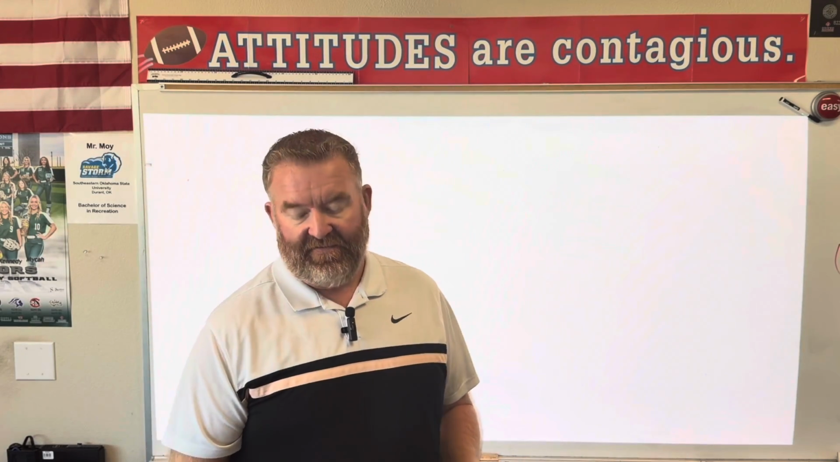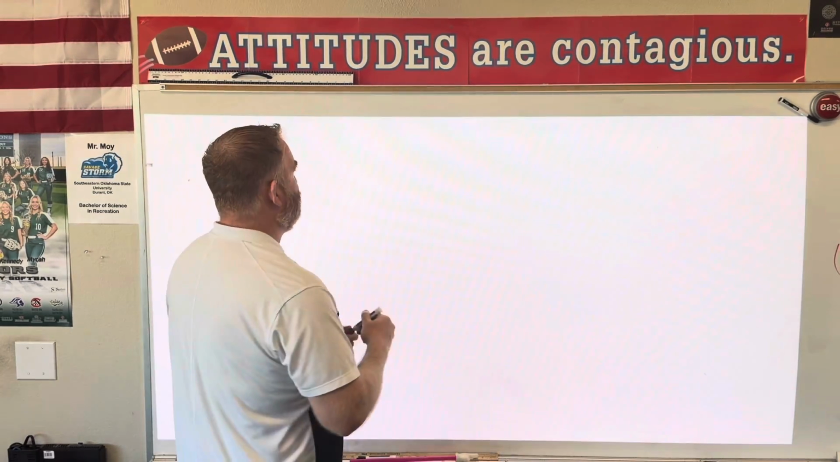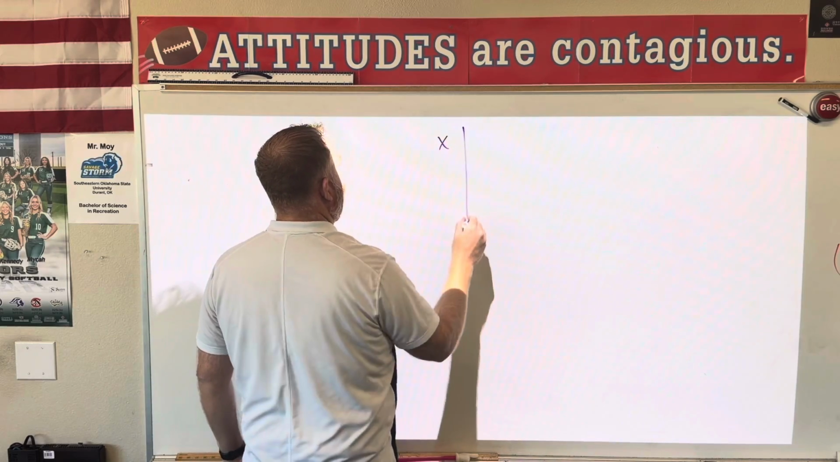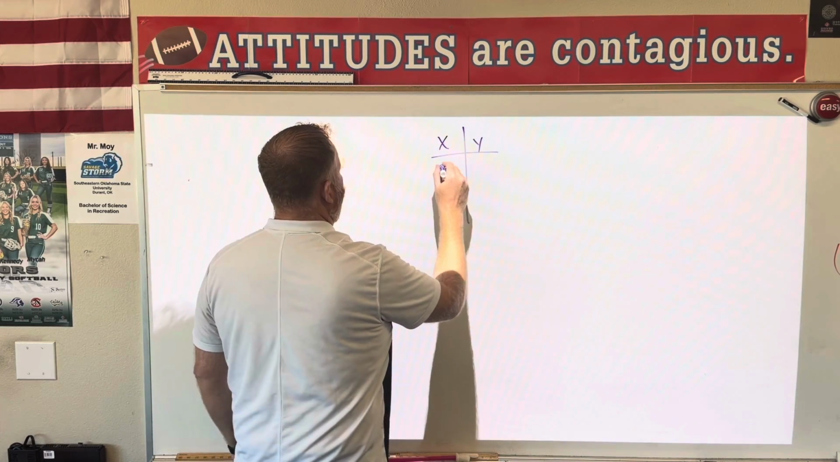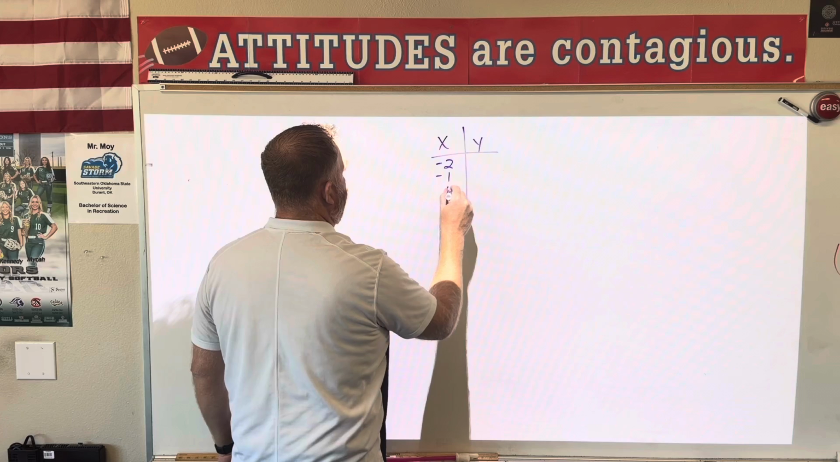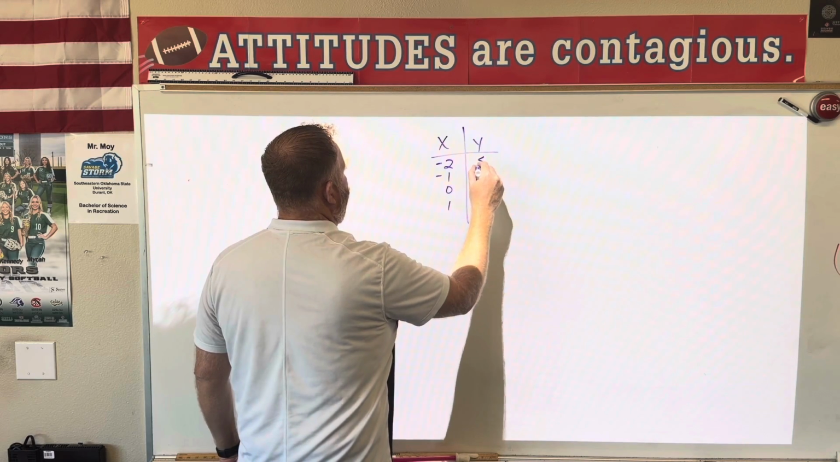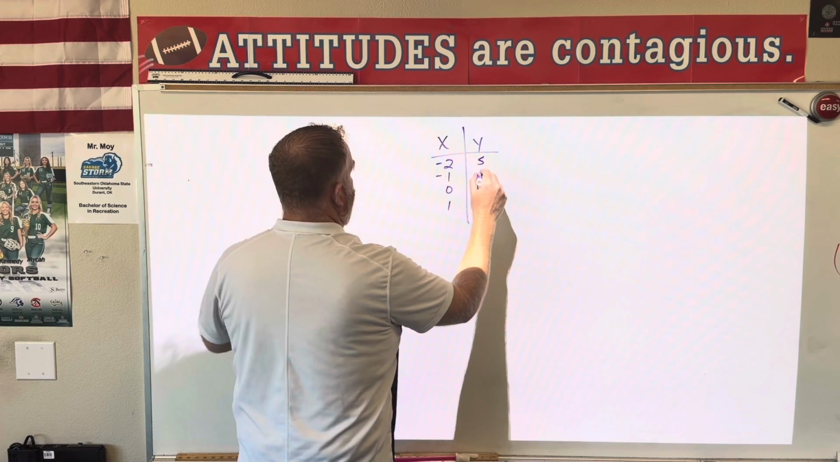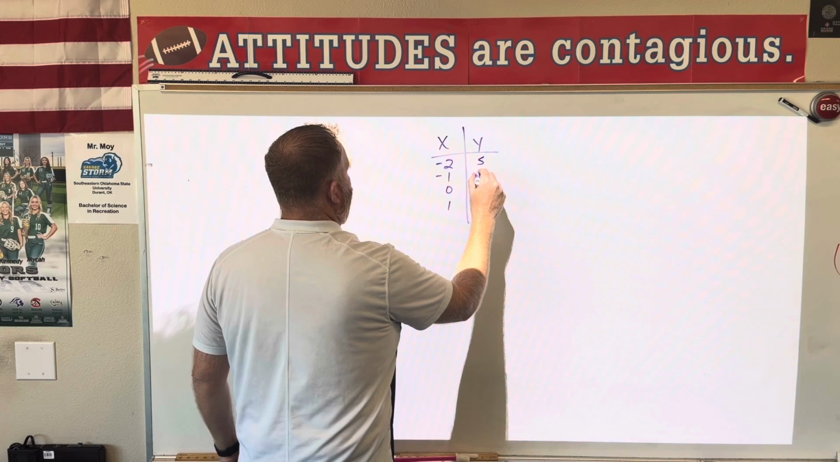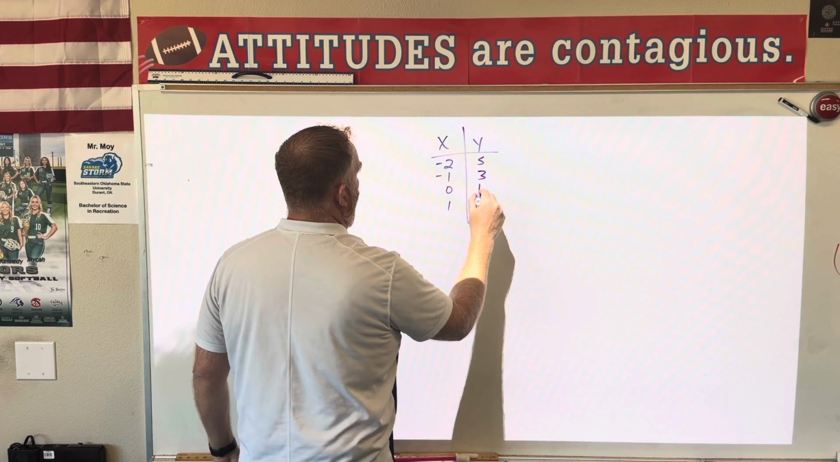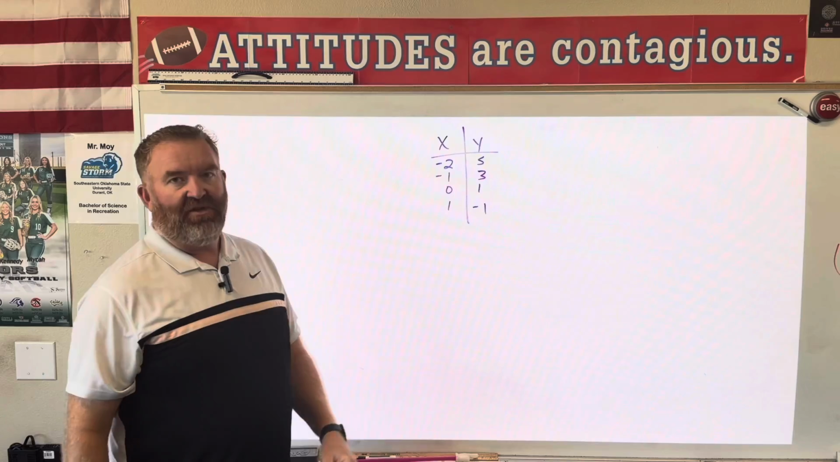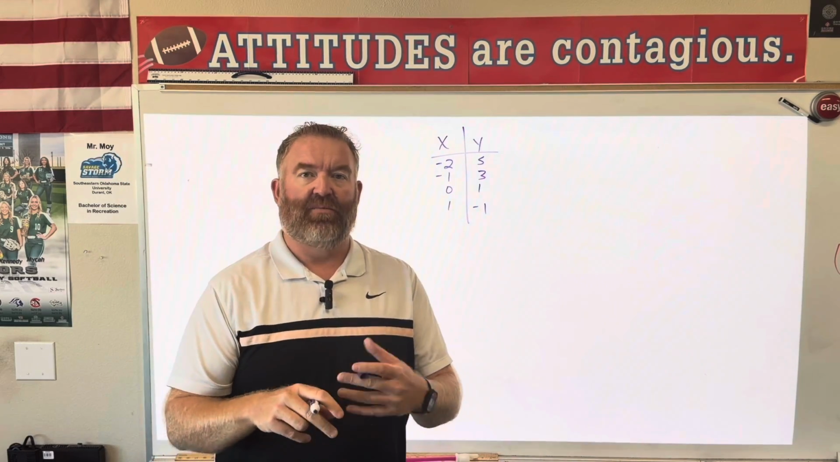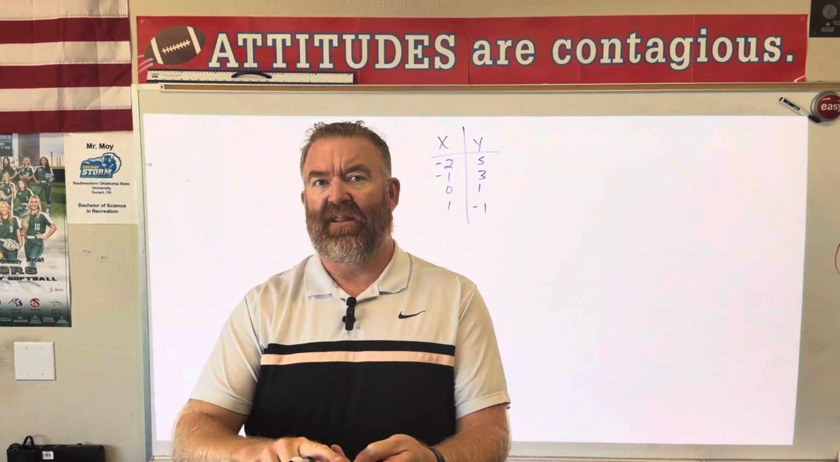The first one that I have, you're going to have a table. It looks like this. It's going to be X, Y, and it's say -2, -1, 0, and 1. Let's go 5. I don't know, I'm just making up numbers now. 5, 3, 1, -1. Okay. So the first, you're going to have to do two different things. Number one, you're going to have to find the slope. Number two, you're going to have to find the y-intercept.